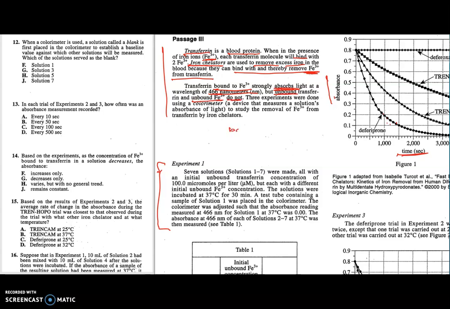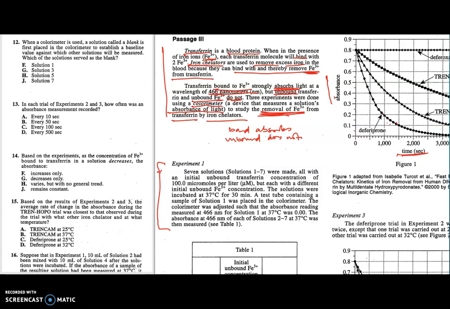Okay, so bound absorbs, unbound, excuse my writing, does not. I'm taking down little notes for myself. 3 experiments were done using a colorimeter, a device that measures a solution's absorbance of light, to study the removal of the iron ions from transferrin by the iron chelators. Okay, so that's what the tests are about. Let's go to the questions.